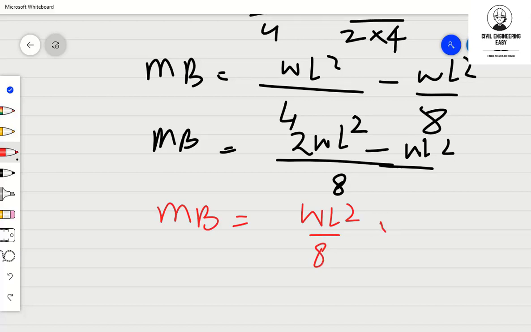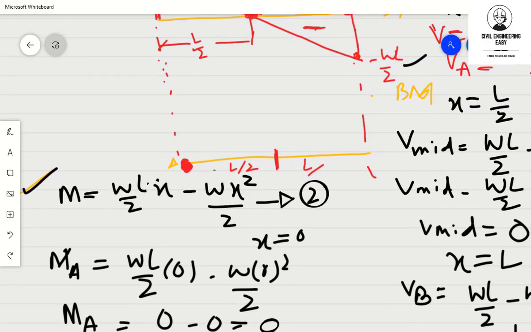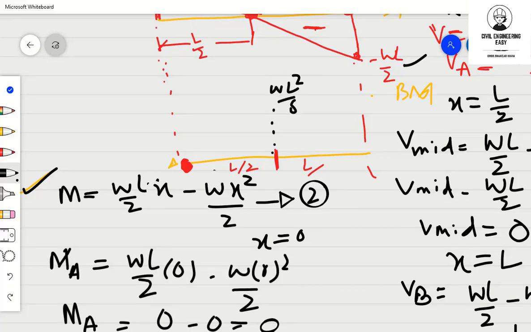When the uniformly distributed load is applied on the simply supported beam, the maximum moment at the center of the beam will be equal to WL square divided by 8. So plot this point. So we got the moment at point B is equal to WL square divided by 8. How will we join these two lines? Since we have x square in the moment equation, we will join it by a second-degree curve, that is like this.